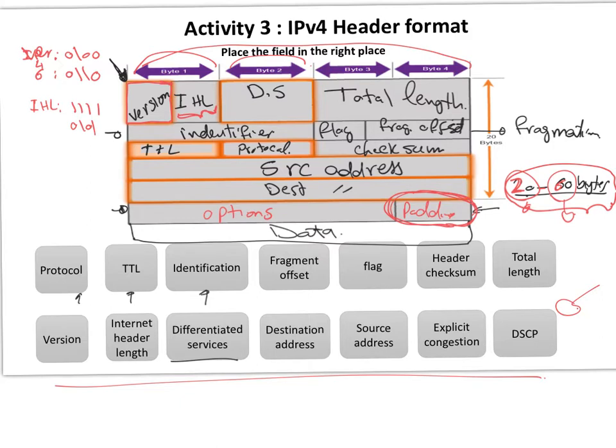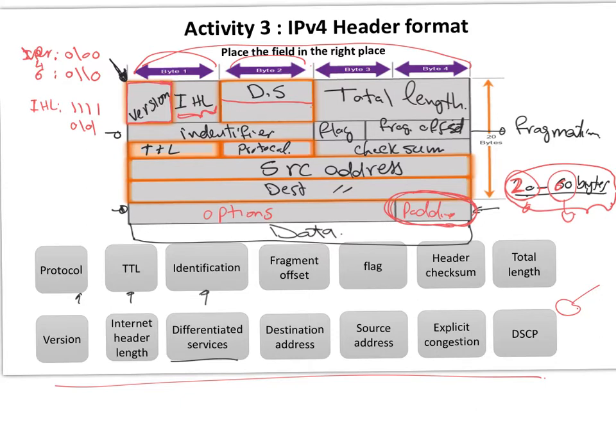So the next field here is differentiated services. Differentiated services, as we have discussed in chapter 1, is about trying to maintain some discrimination between the different types of traffic. And discrimination here is done in a good sense, in the sense that video will take higher priority than audio, than text, and so on. So this way, the quality of the service will be better.